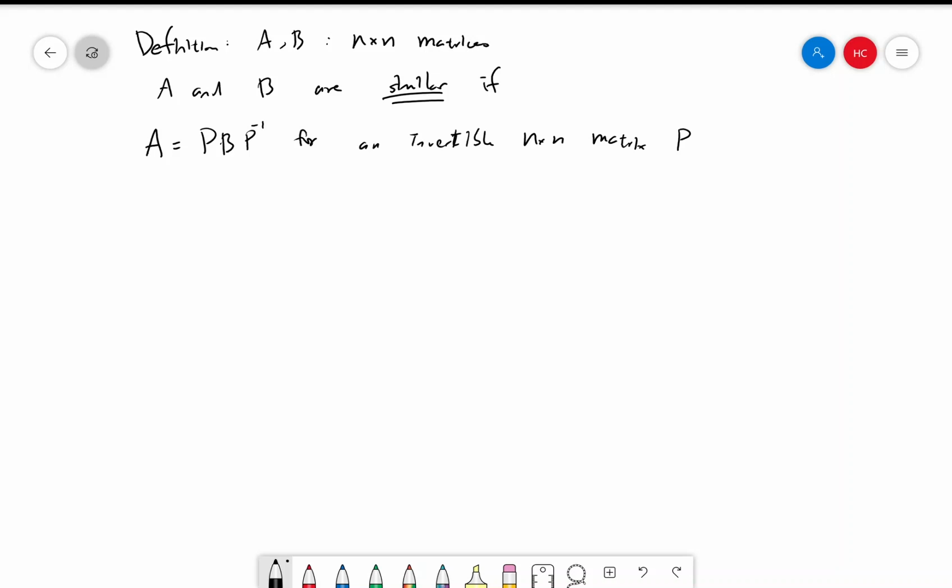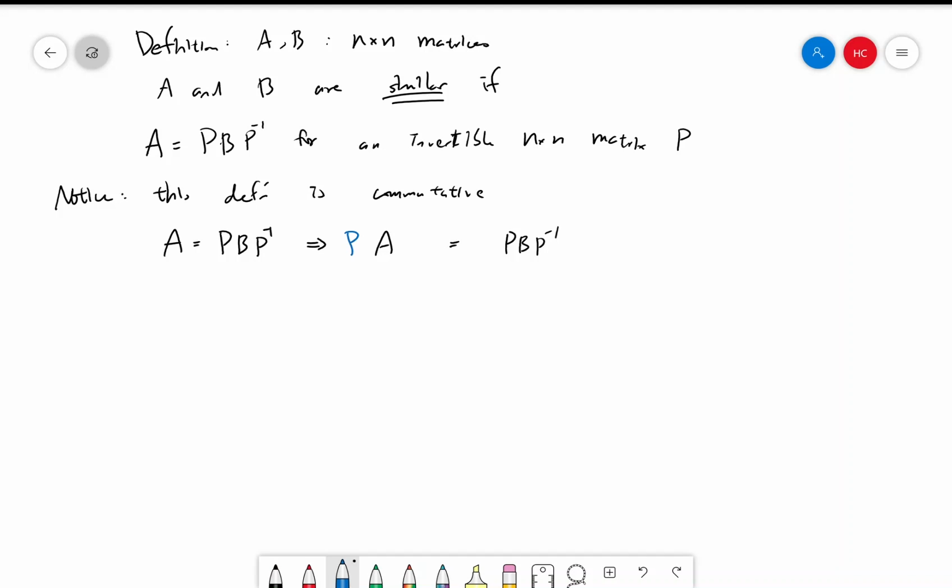Okay, so notice that this definition is commutative. Because if A equals P times B times P inverse, this means if we multiply P inverse on the left and P on the right on both sides, then these two cancel, so we get B equals P inverse A P.